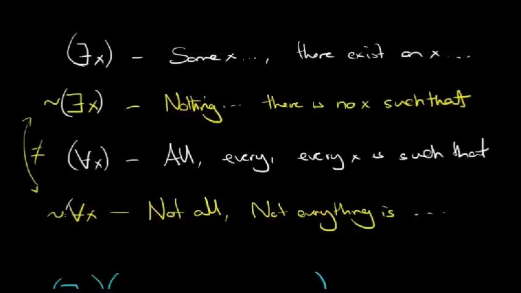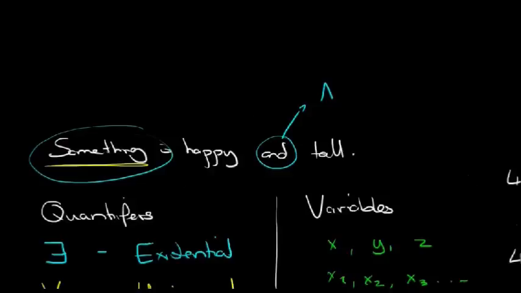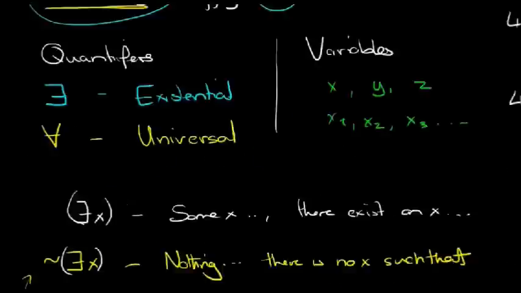So all these quantifiers go in brackets. Notice that the negation goes outside of the bracket, right? The quantifier itself is the quantified statement, so the existential quantifier and the variable go within the brackets, and then the negation goes on the outside of that. Okay, so we've got there exists an x such that. What was it that was true of this particular thing? Well, it's happy and it's tall.